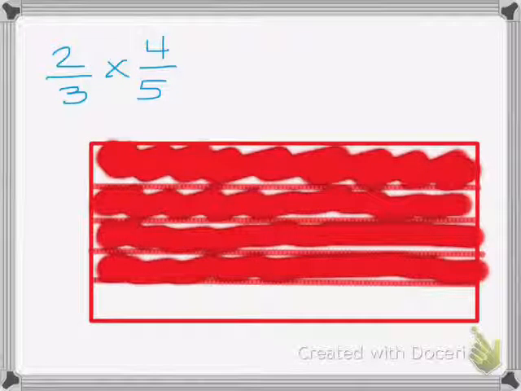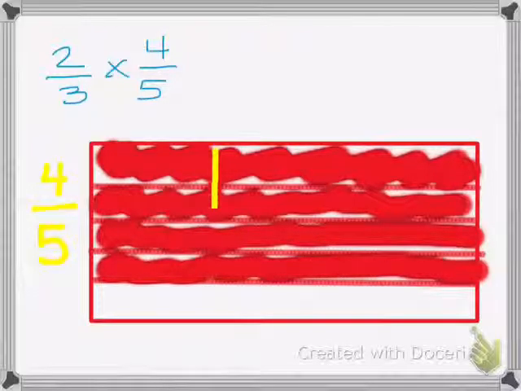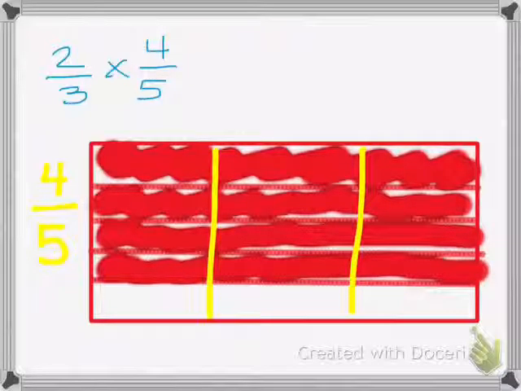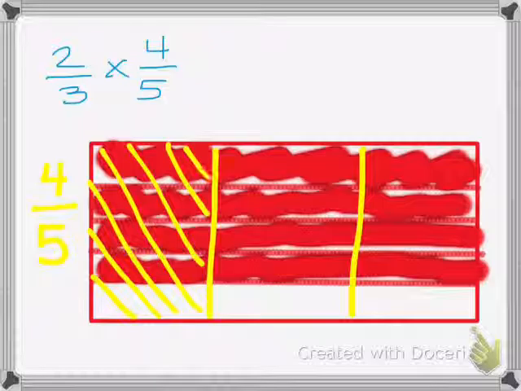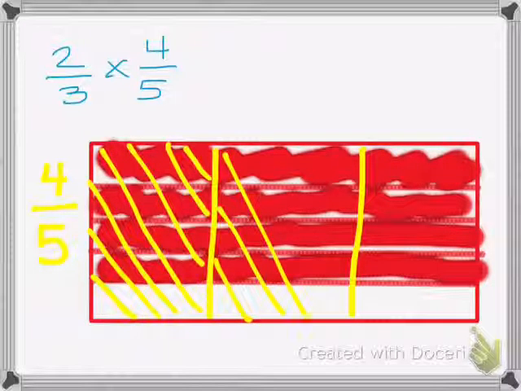In an area model, you'll notice here that I have colored in 4/5 in the horizontal array. I now want to take 2/3 of that 4/5. So what I'm going to do is break this whole in the vertical way into thirds. But I only want 2 of those thirds, so I'm going to cross hatch 2 of the thirds in yellow here.